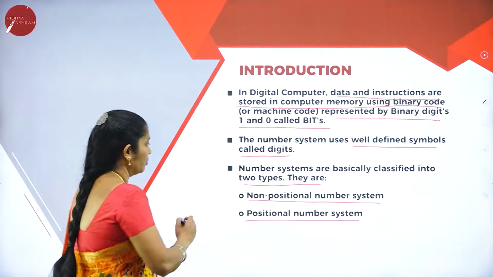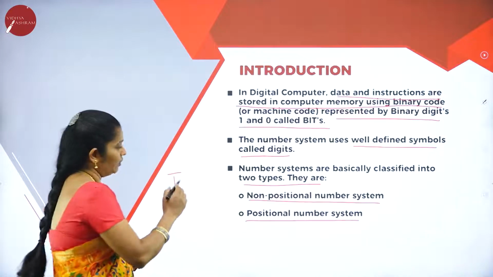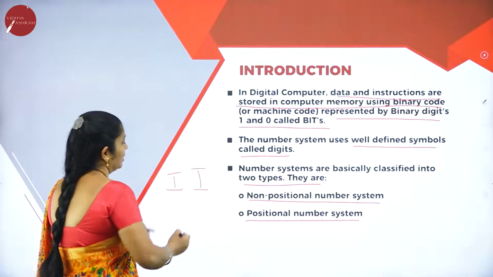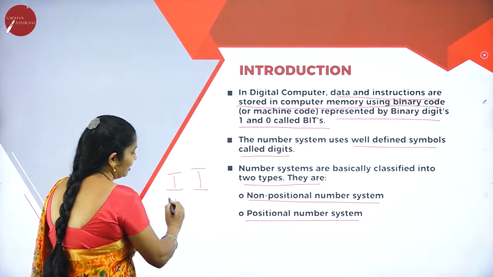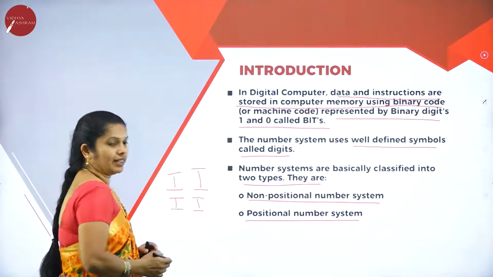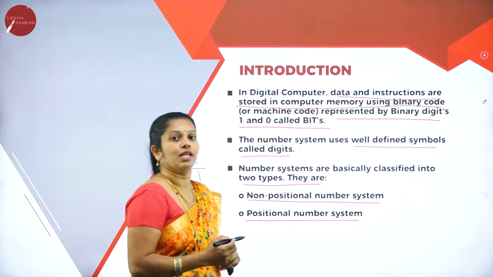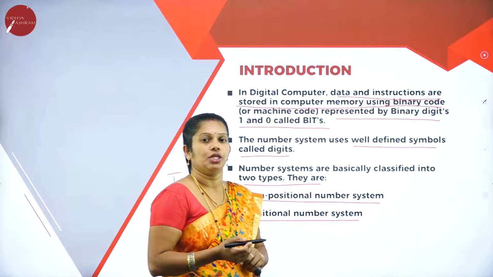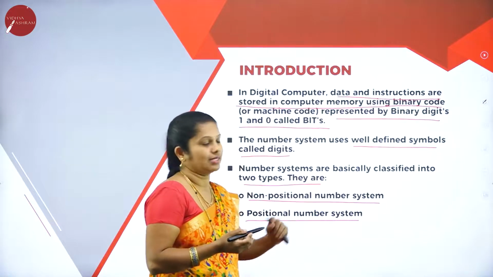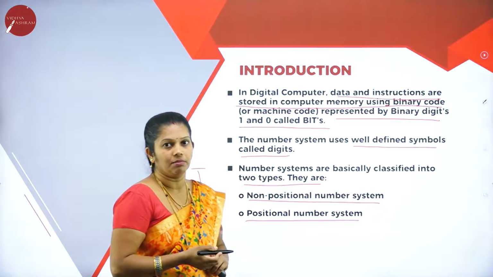For example, if I write Roman number 1, and then one more 1, then here it is 2. If I interchange their positions, first writing the second one and then the first one, it will still not affect the value in a non-positional number system. If I change the position, it does not affect it; that is a non-positional number system.